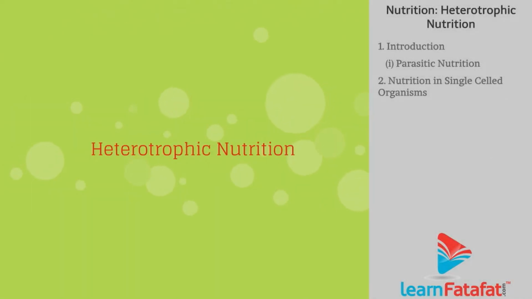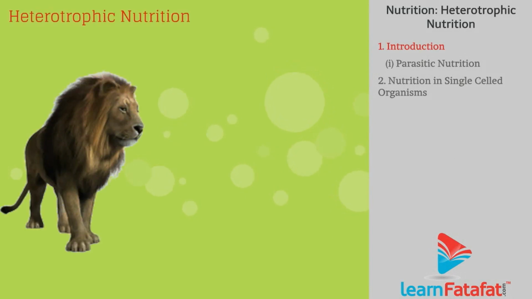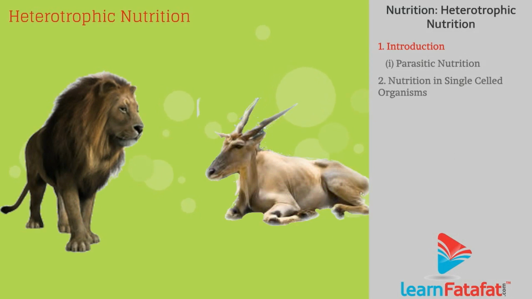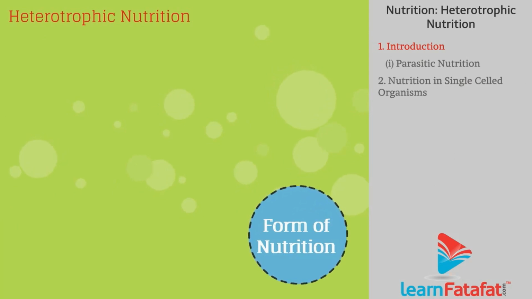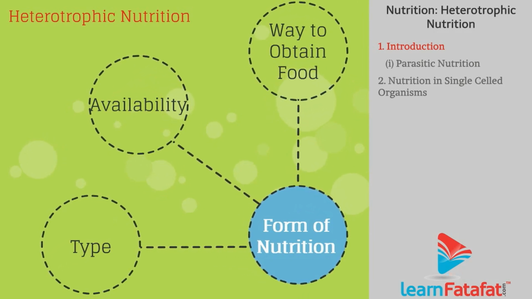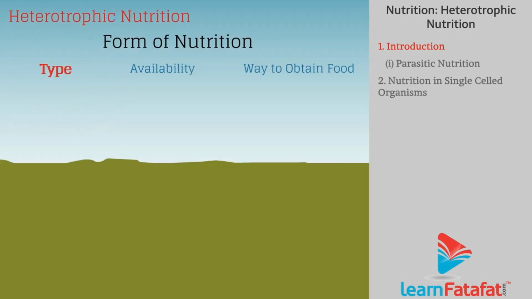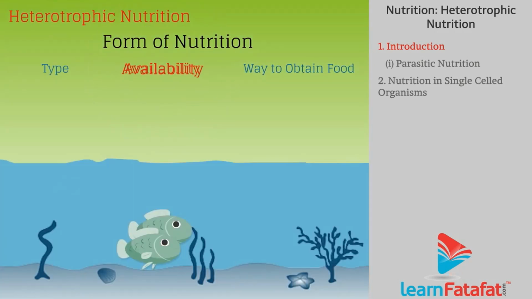Nutrition. Heterotrophic nutrition. The mode of nutrition in which organisms rely on other organisms to complete their food need is called the heterotrophic mode of nutrition. The form of nutrition differs depending on the type, availability, and way to obtain food. For example, the type of food for a cow is grass. For example, algae is available in seawater, hence fish eat algae.